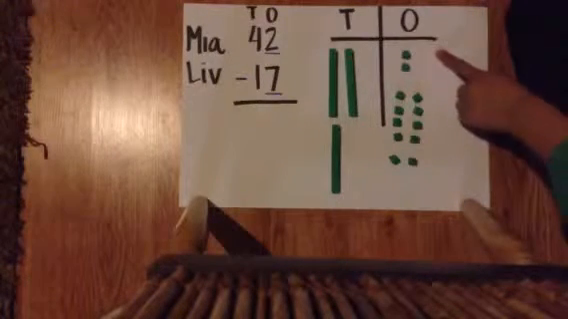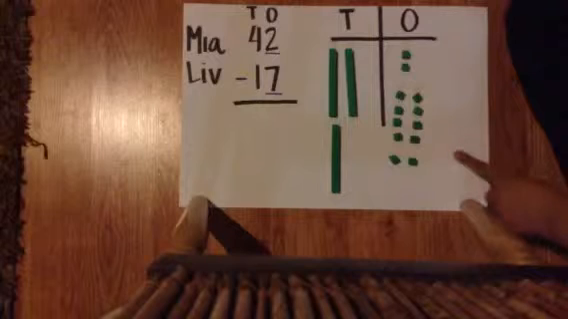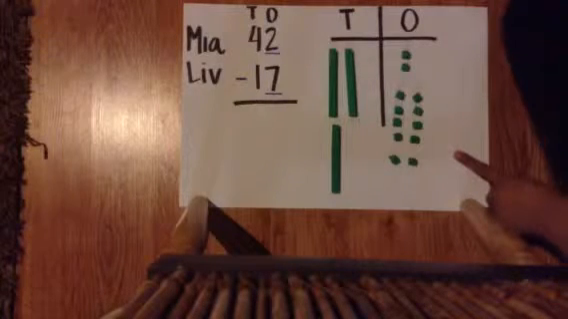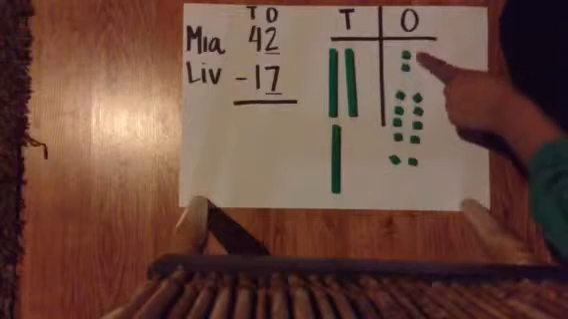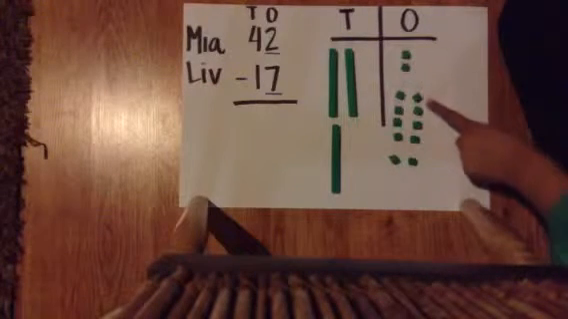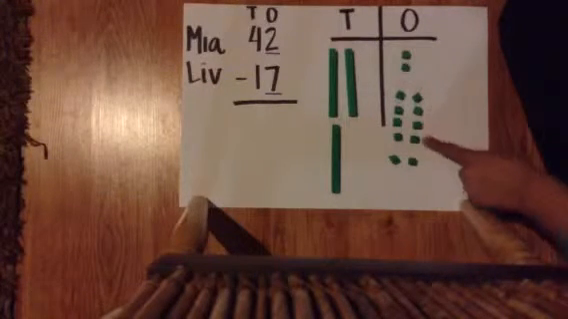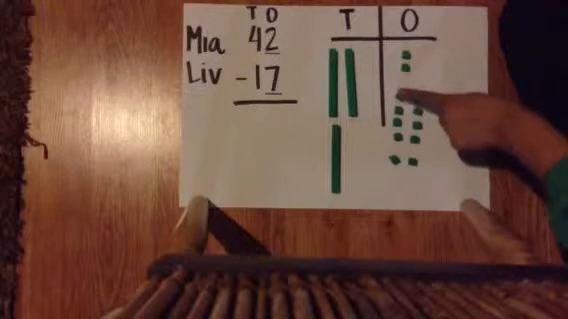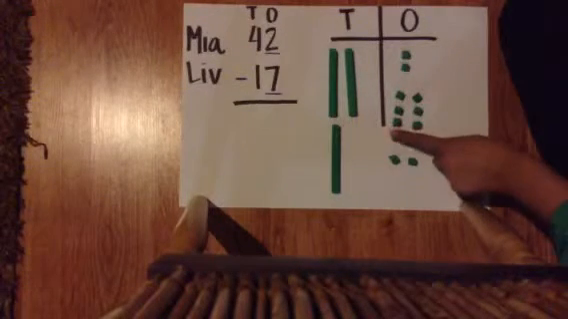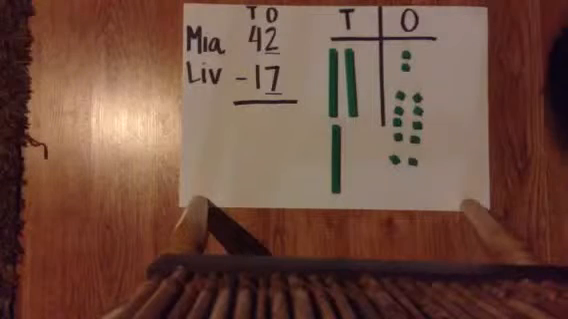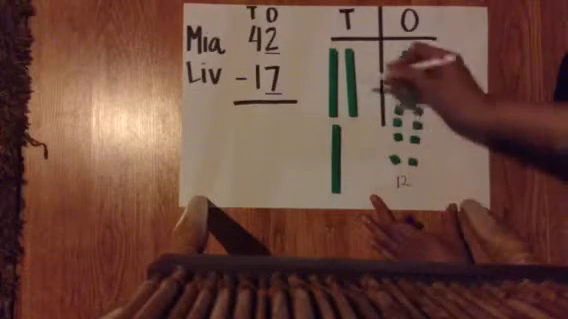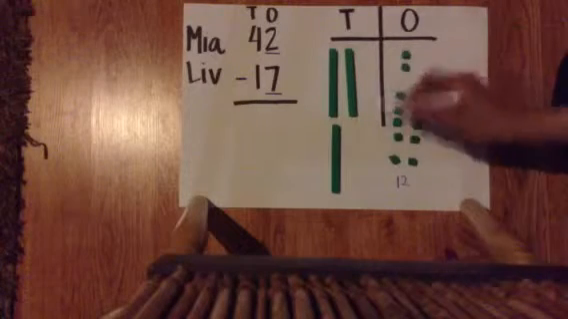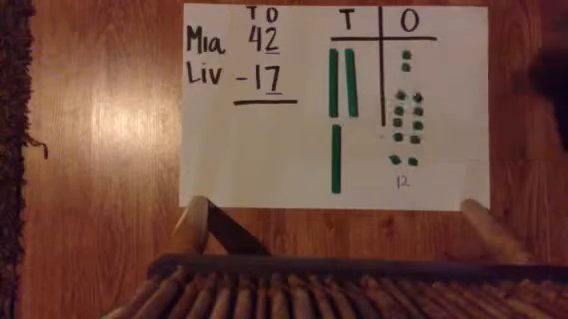Notice that we have more than 10 in our ones place. How many units do we have in our ones place? Let's count them all together. 1, 2, 3, 4, 5, 6, 7, 8, 9, 10, 11, 12. We have 12 in our ones place. And how many tens are we showing? 3. 1, 2, 3.